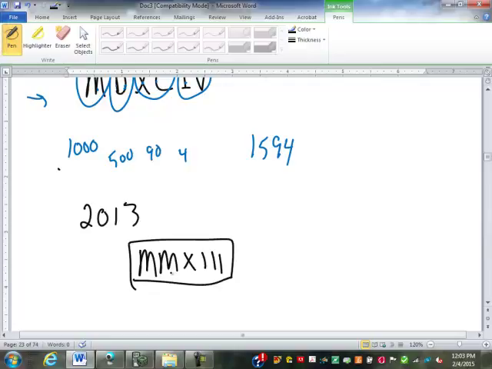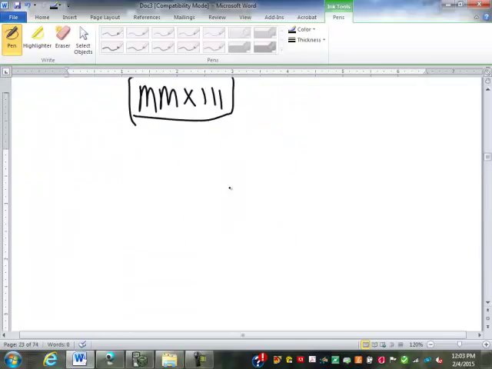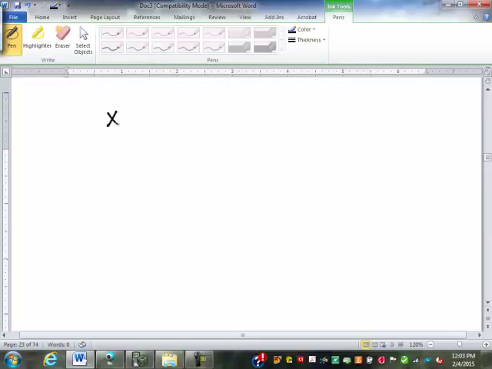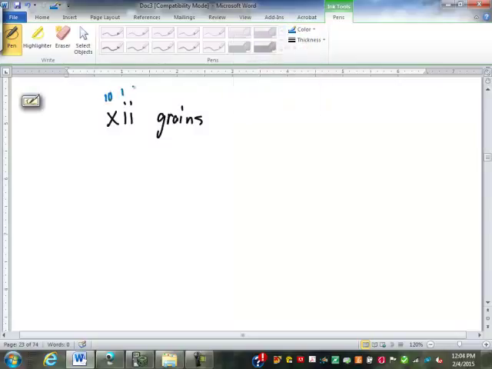More often than not, however, in medicine, what they're using the Roman numerals for is for calling out the number of grains, the size of a medication. So we might have XII grains of medication. Well, how many is that? Well, X is 10, I is 1, I is 1. X is 10, it's followed by a smaller symbol, so it's just 10. I is 1, it's followed by another I, so they're equal, so those are just 1 and 1, so that's 12 grains.